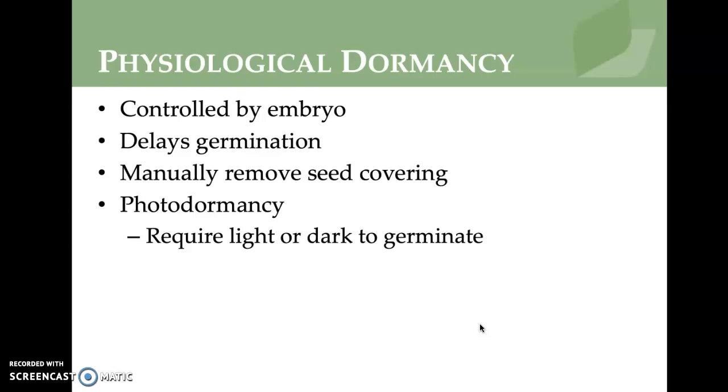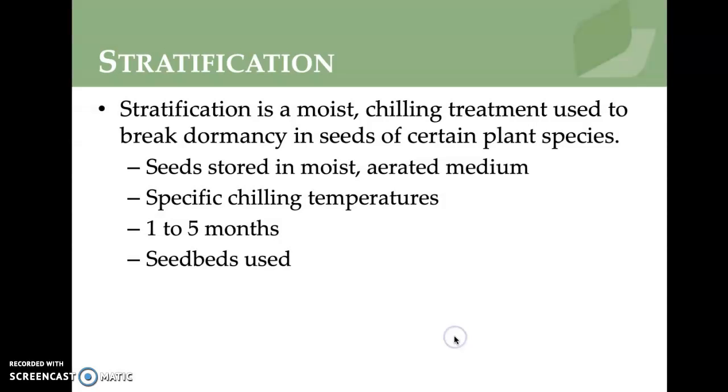Physiological dormancy is controlled by the embryo. It delays germination. You have to manually remove the seed covering, and then there's photodormancy, which requires light or dark to germinate. Stratification is a moist chilling treatment used to break dormancy in seeds of certain plant species. Seeds stored in moist aerated medium, specific chilling temperatures, 1 to 5 months in seed beds can be used.